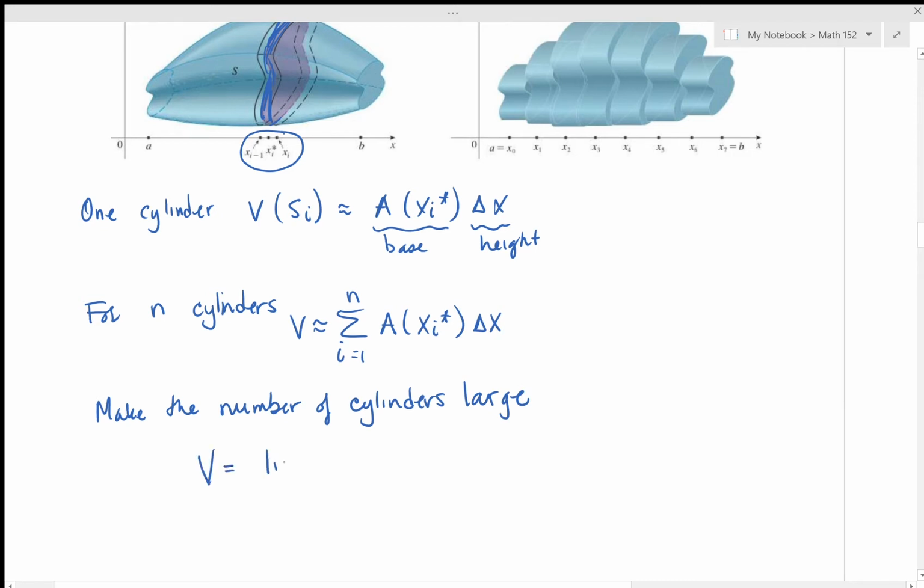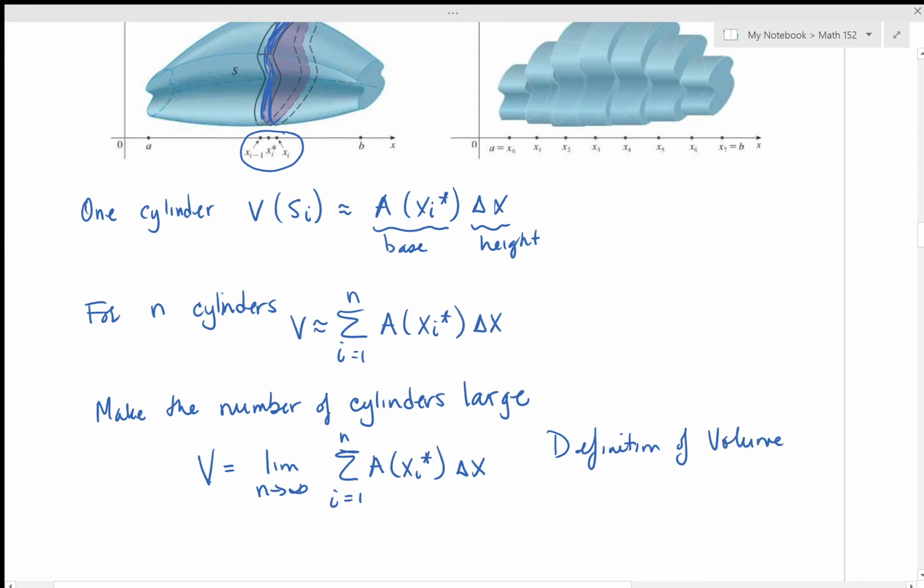So we take the limit as n goes to infinity of the sum from i equals 1 to n of the area of the base times the height. That is the definition of the volume.